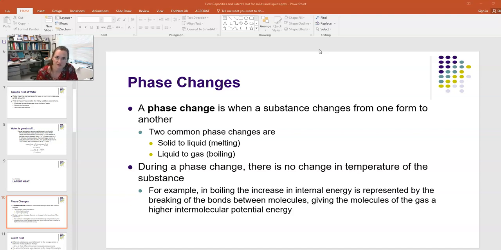We're pretty familiar with this phenomenon from everyday life, right? Water boils. When it boils, the liquid becomes a gas, right? So it goes from liquid water to steam. So that's one common one, right? Liquid to gas is boiling.